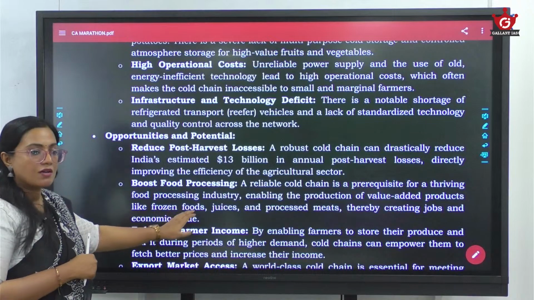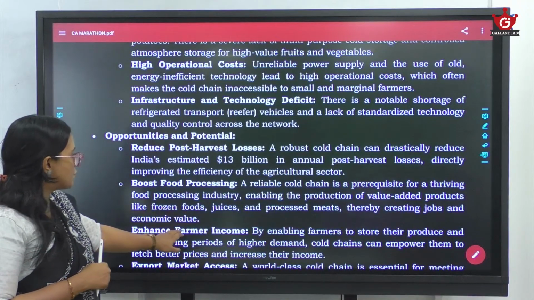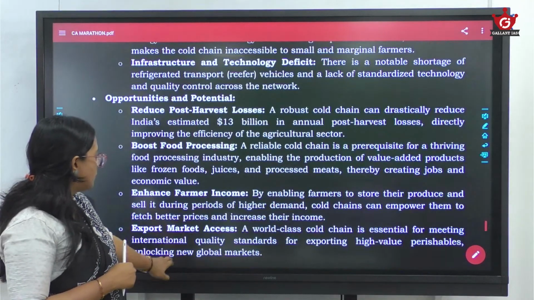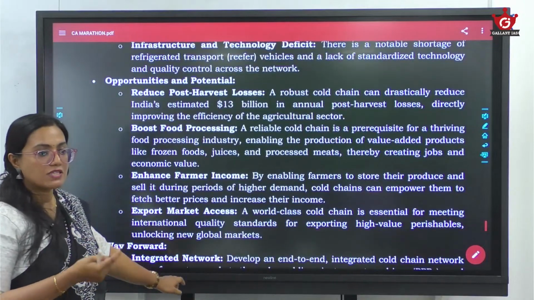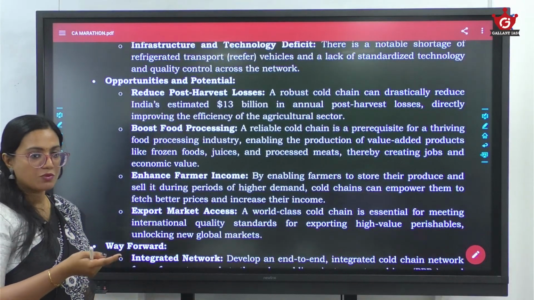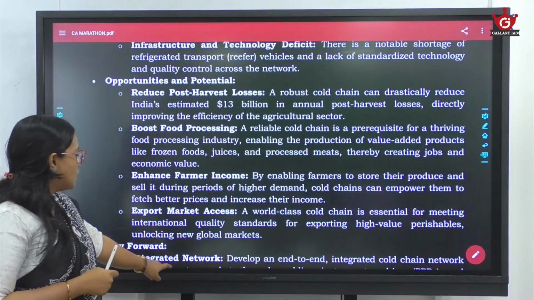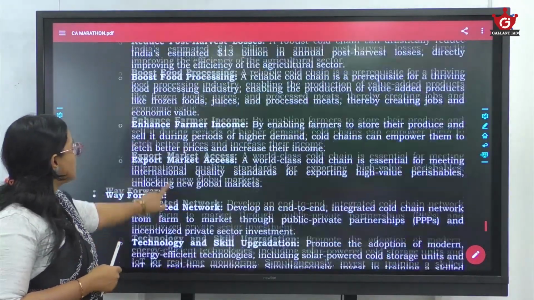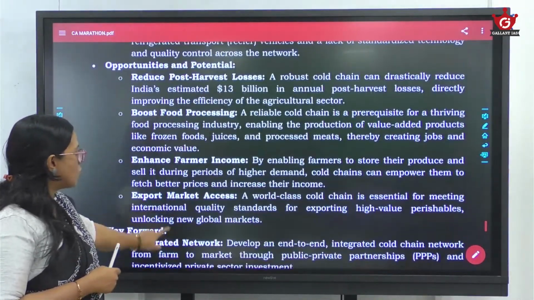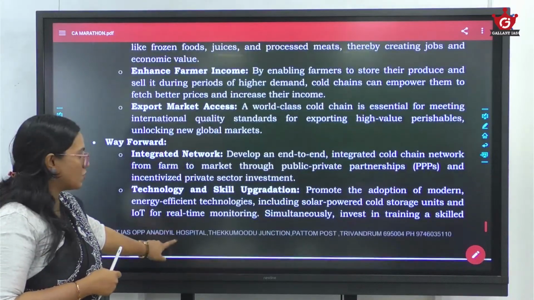One is reduced post-harvest losses, boost food processing, enhance farmer income, export market. What is the role of this cold chain technology in improving the food processing industry? Now, what is the way forward? When you mention the opportunities and challenges, you should always mention the way forward also.